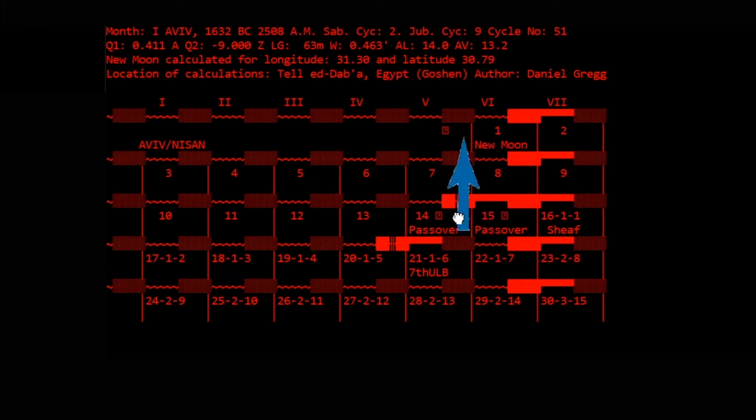And the new moon day is, of course, on the day after the sighting of the new moon, which would be Friday this year. So we count first, second day of the month, third day of the month, fourth, fifth, sixth, seventh, eighth, ninth, 10th, 11th, 12th, 13th, 14th, 15th day of the month. This was the day they went out of Egypt. This was the day they slaughtered the Passover lamb and put the blood on the doorpost.